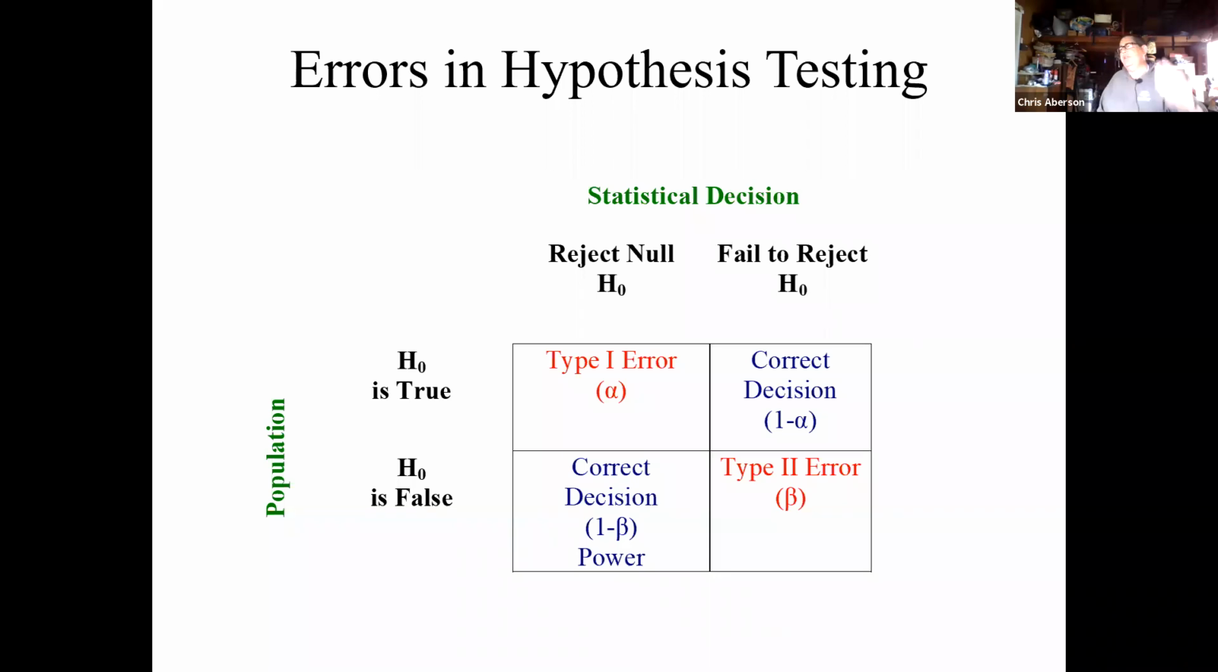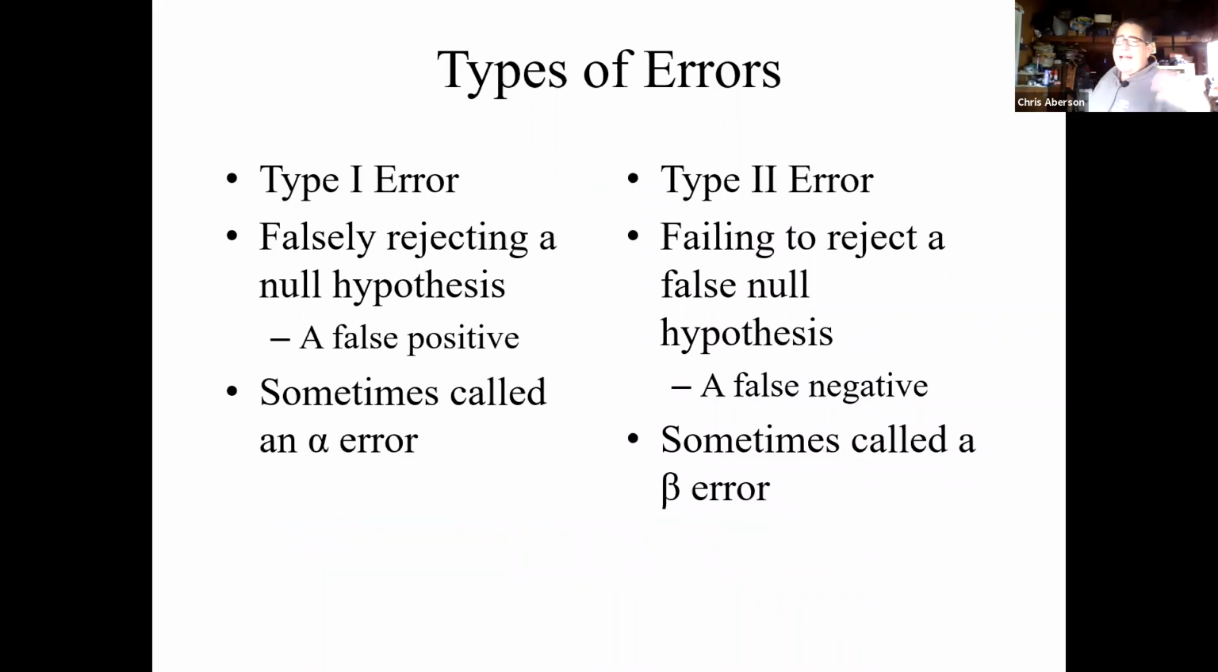We'll see how we can control type 2 error. In general, there's 3 or 4 things that influence type 2 error, whereas there's only one thing that influences type 1 error, and that's what value you have specified for alpha. All right, again, type 1 error, rejecting a true null hypothesis, is sometimes called an alpha error. Type 2 error, failing to reject the false null hypothesis, or a false negative, is often called a beta error.